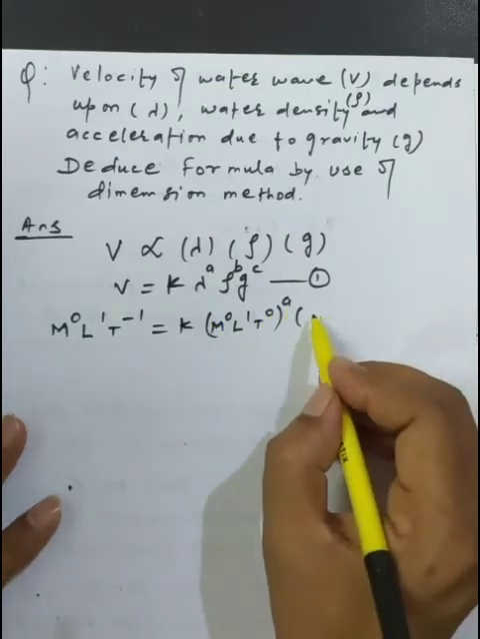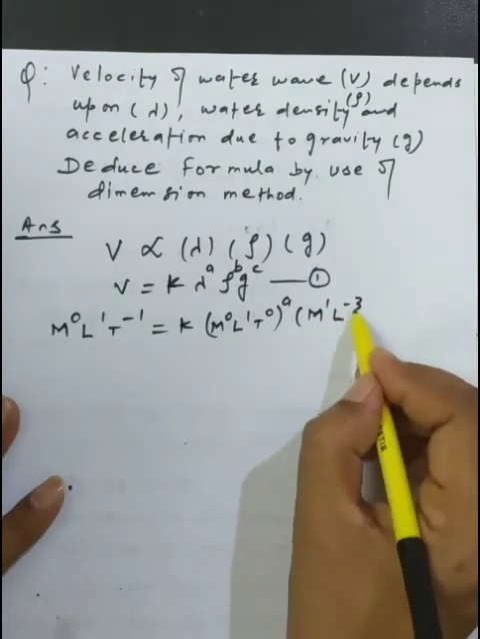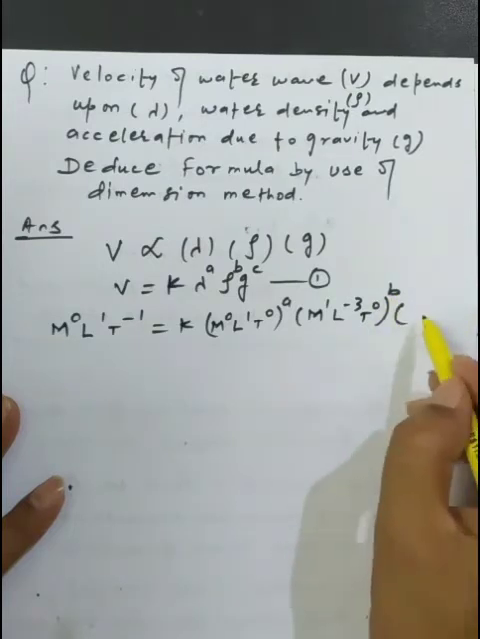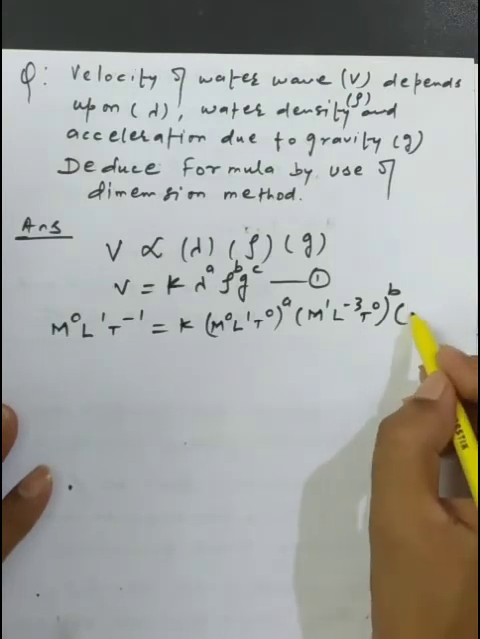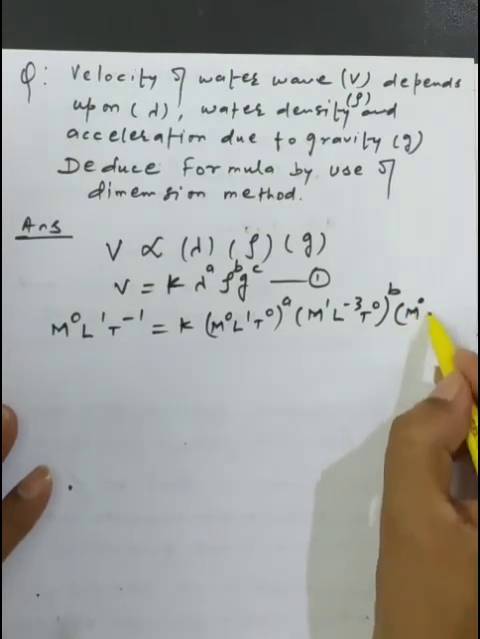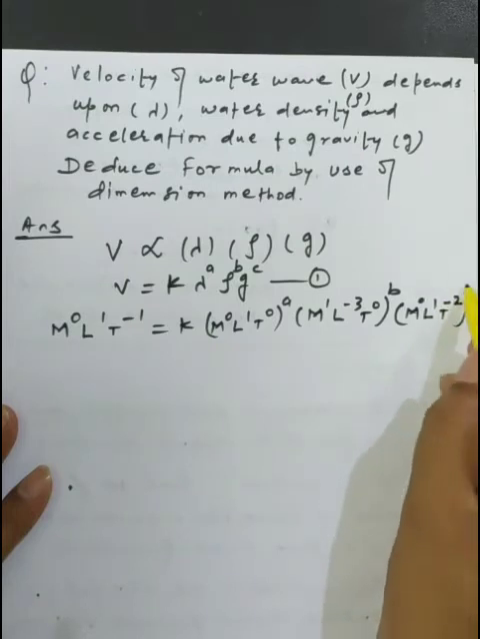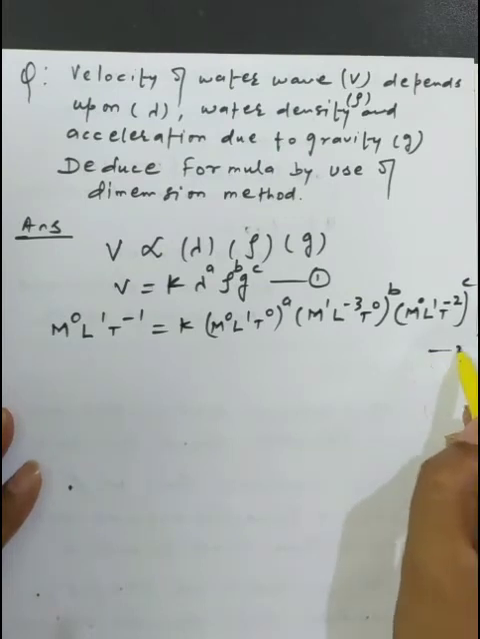Density is equal to mass upon volume, so we get M^1 L^-3 T^0 with the power of b. Now the acceleration due to gravity is simply an acceleration, which is velocity upon time, so it comes M^0 L^1 T^-2, with the power of c. So this is the representation of the whole equation, equation number 2.